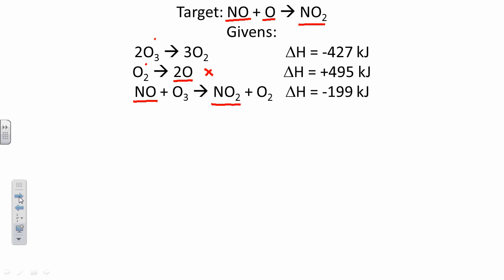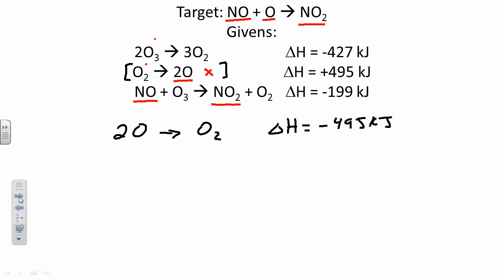So let's start with the O, because that's probably where we need to go first. NO is in the right place. O is not in the right place. So I'm going to work on this equation right here. So basically what I need to do with that one, I can see right away, is I need to reverse it. So I'm going to write it again. 2O yields O2. And when I reverse an equation, then I'm going to change the sign. So delta H over here will be negative 495 kilojoules. All right, this equation now has been changed, so I don't want to go back and use it again.